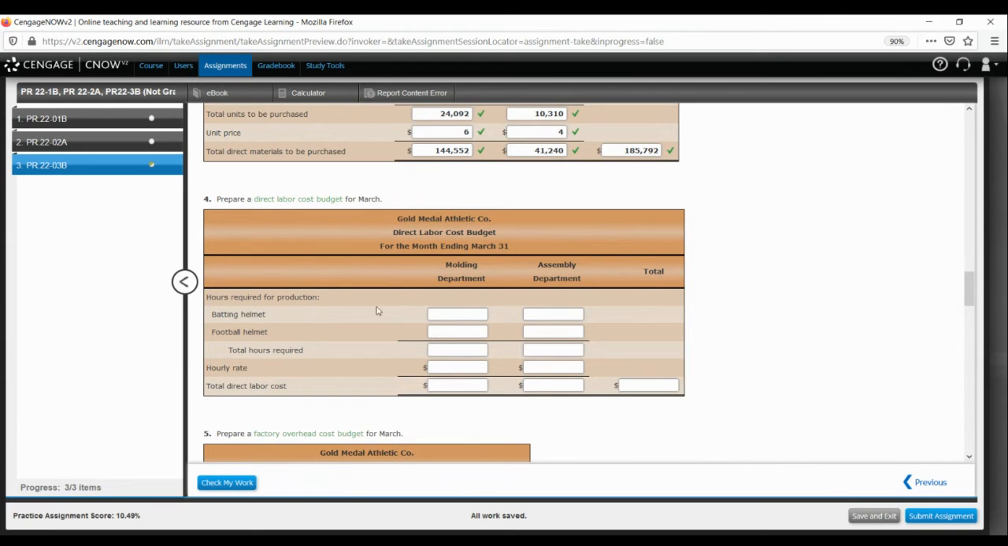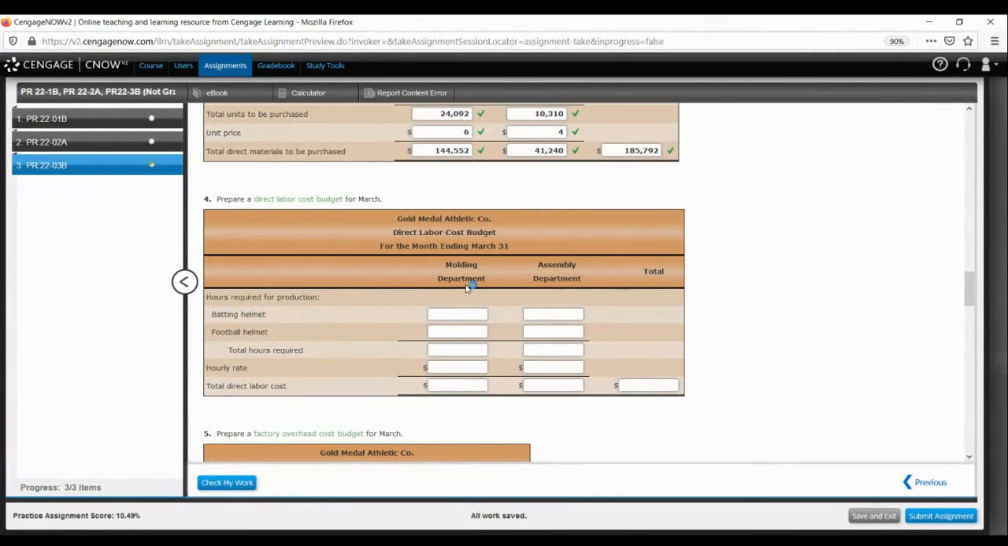Again, in this budget, you're going to have to do some calculations. So I would suggest that you write down your calculations as I tell you to. We're going to need to determine the hours that we are requiring to produce the batting helmets first.